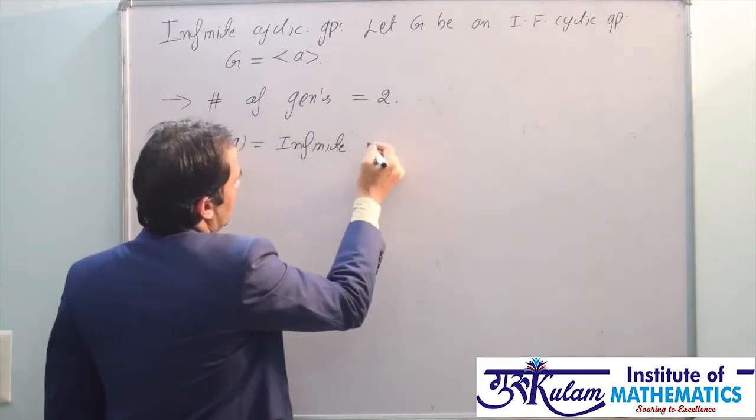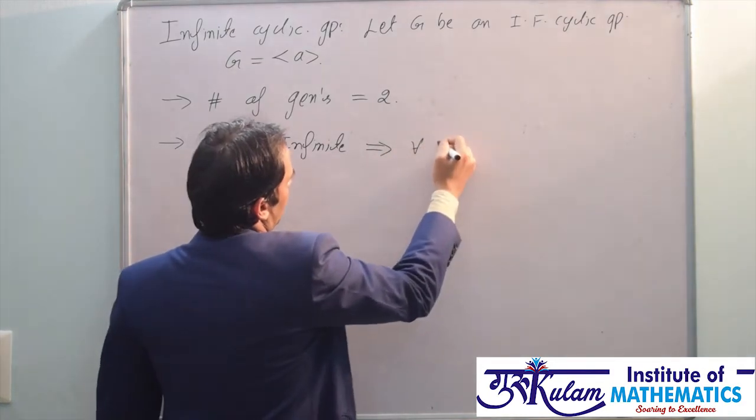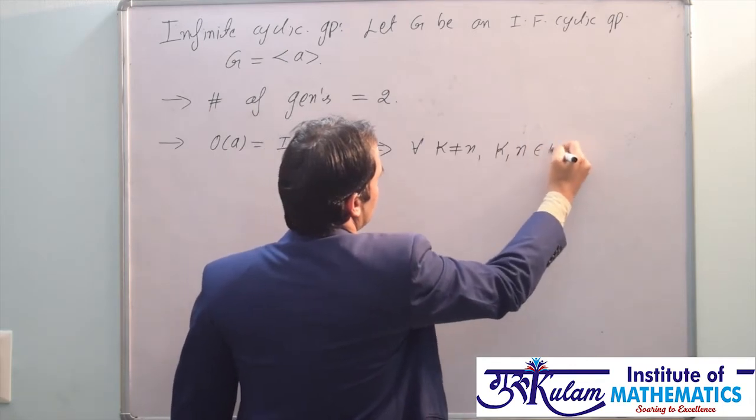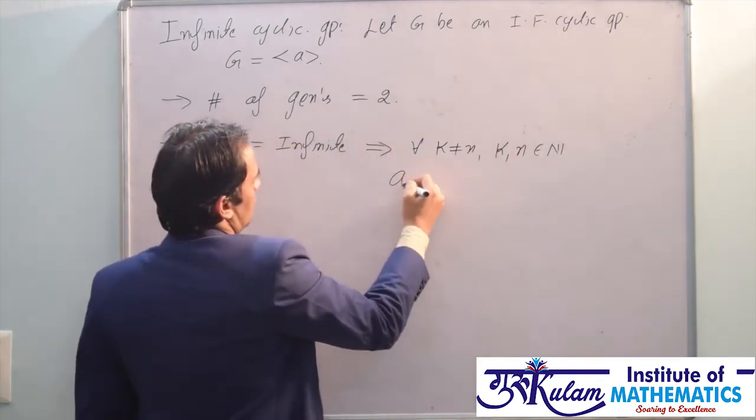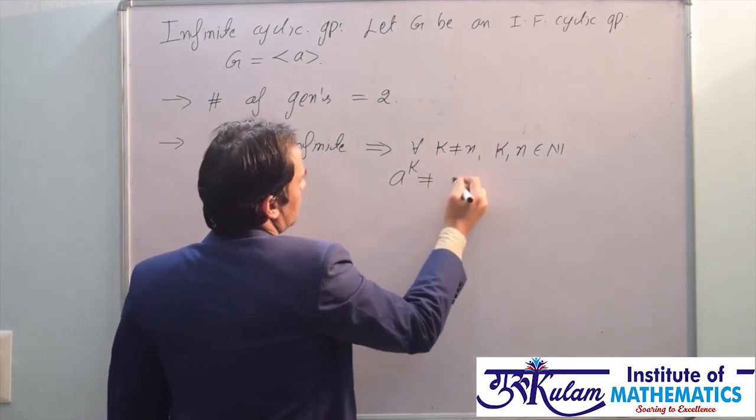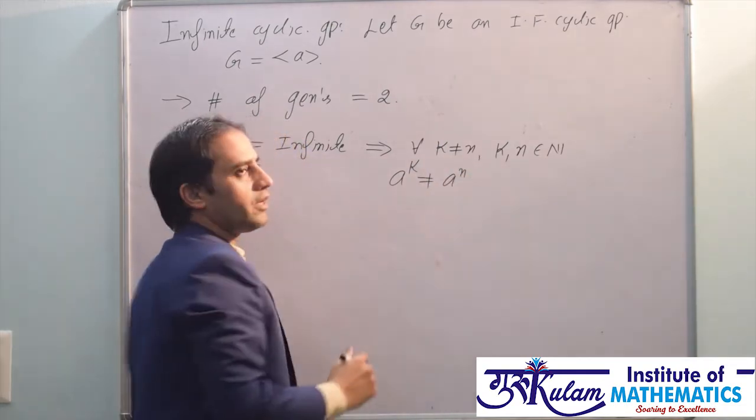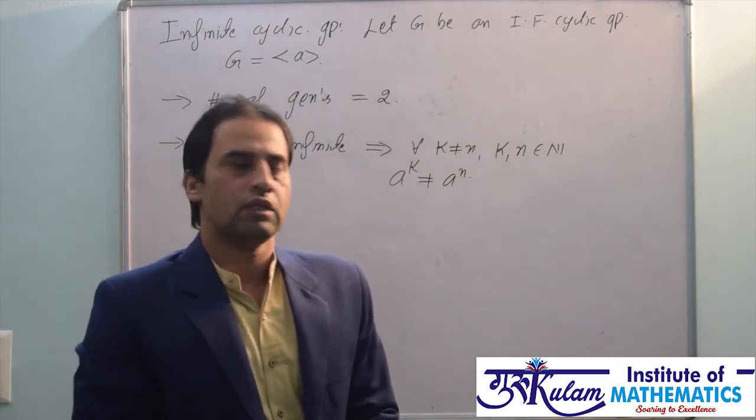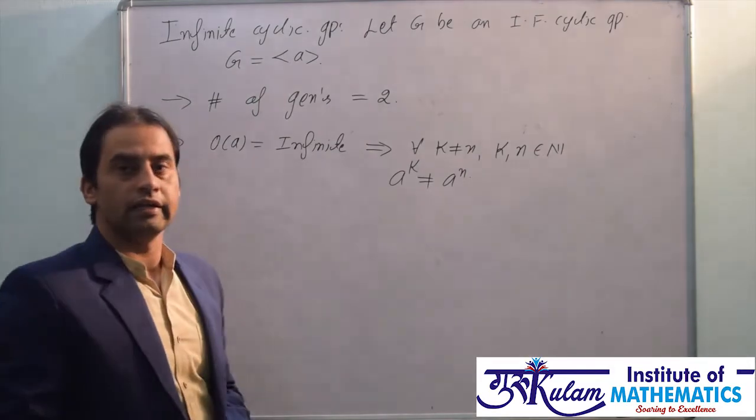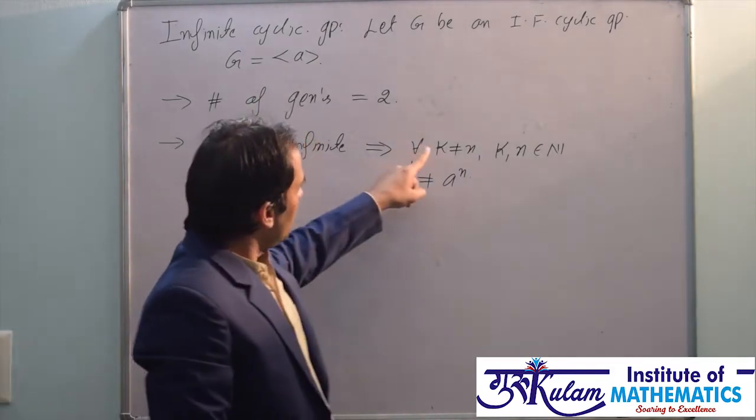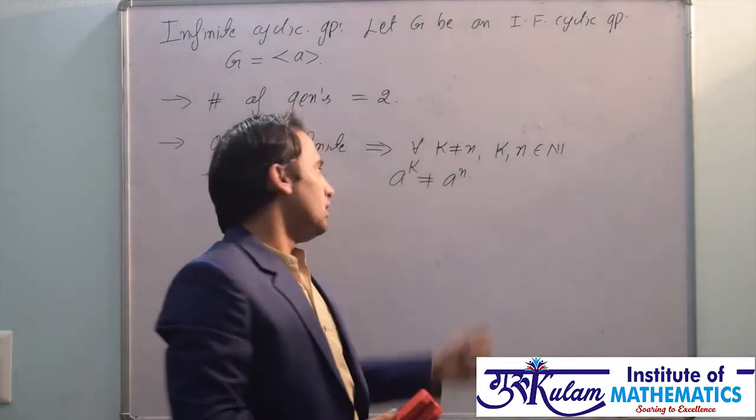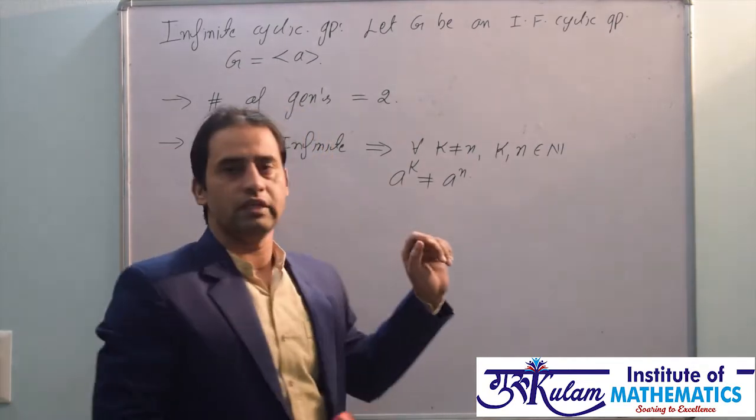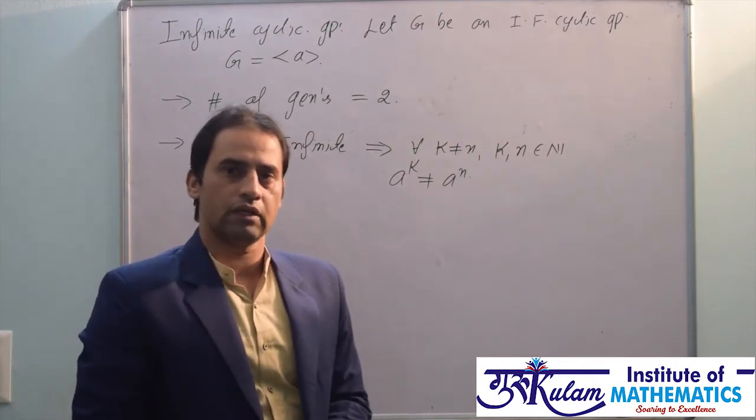And from this we can imply that for all k not equal to n, where k and n belong to the natural numbers, a to the power k is not equal to a to the power n, where a to the power k is a star a star a, that is we are operating a with respect to the operation of G k times. So if k is not equal to n, then the kth integral power of a is not equal to the nth integral power of a.